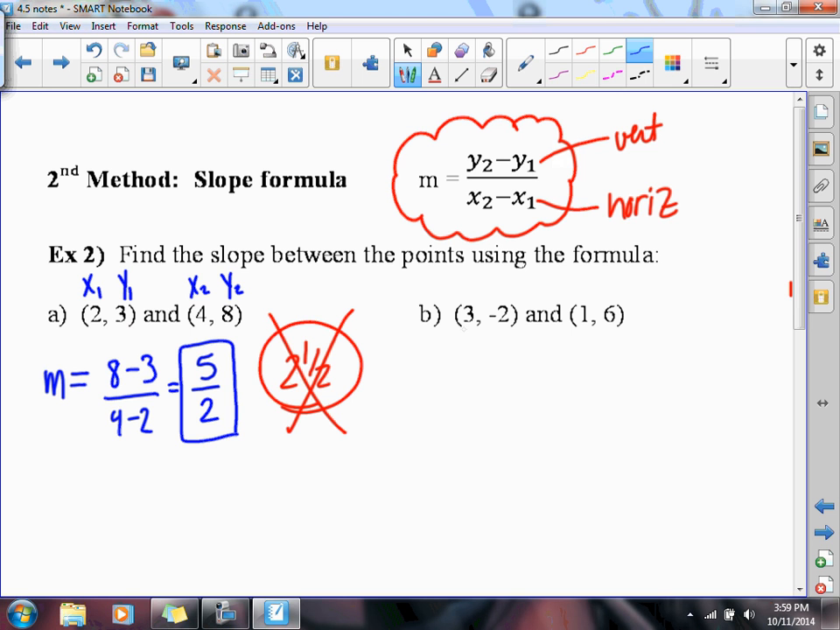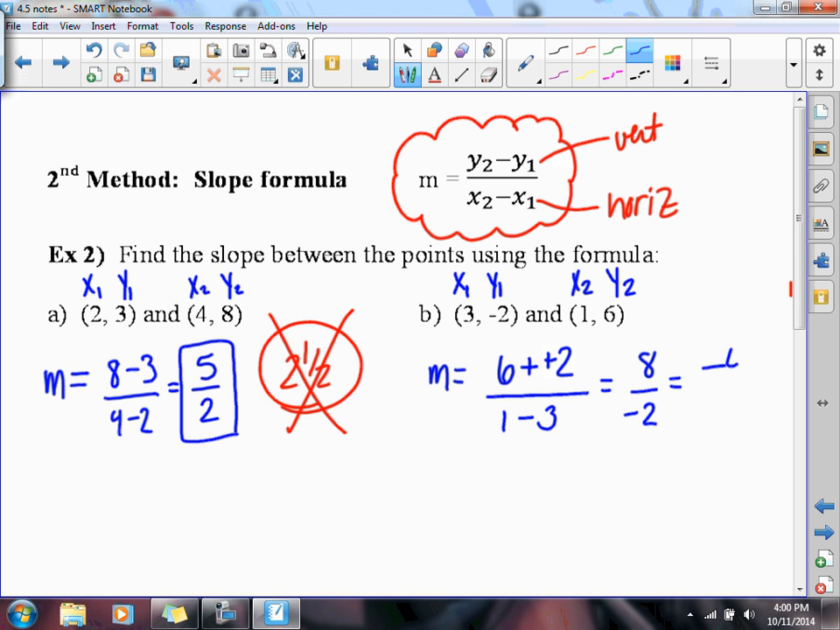Okay, for part B, we have 3 and negative 2, x1, y1, and then 1, 6, x2, y2. So if you need to, label your ordered pairs. Now here I have a minus and negative 2. So remember, that's going to be a plus, a positive. Then I have 1 minus 3. So 6 plus 2 is going to be 8. 1 minus 3, that's going to be a negative 2. Now this I can reduce, and this will be negative 4 over 1.